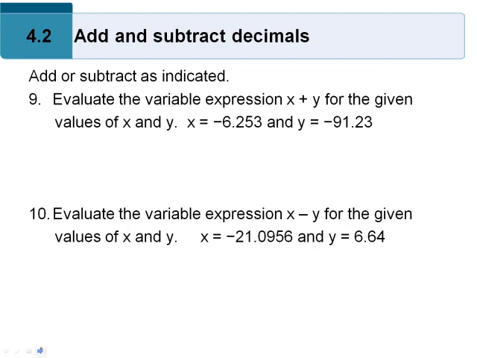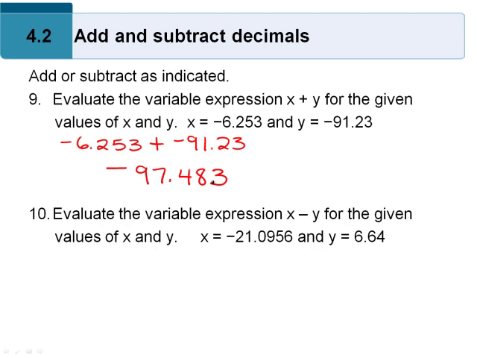Look at 9 and 10. On number 9, it says evaluate the variable expression x plus y for the given values of x and y. X is negative 6.253 and y equals negative 91.23. So they want us to write that out as addition because x is negative 6.253, okay, plus y is negative 91.23, okay? So we have an addition problem. The signs are the same, so the rule is I add and keep the sign, okay? So put those numbers in, the 6.253 and 91.23, and the sign stays negative, and we get 97.483, and it's negative, okay?